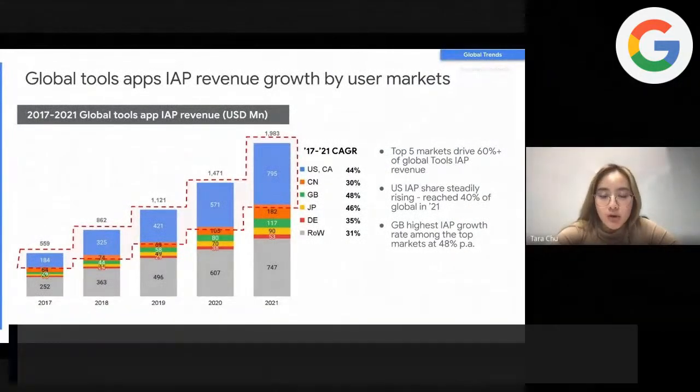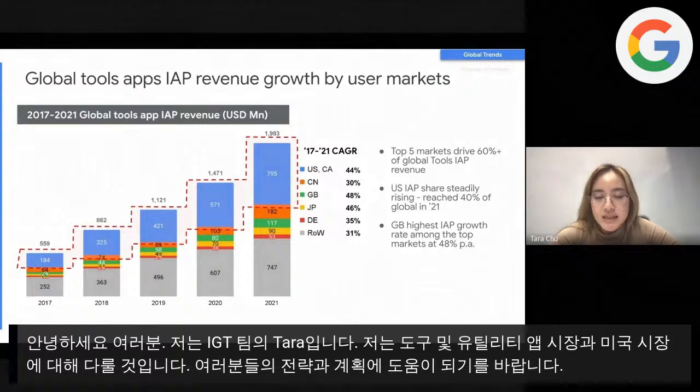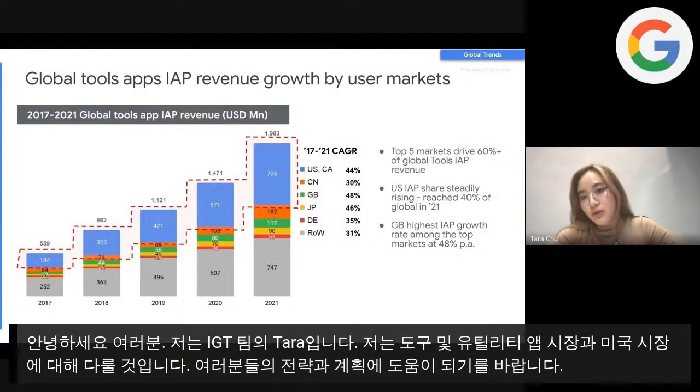Hi everyone, I'm Tara. I'm from the IGT team, which stands for International Consultant, similar to what my colleagues Neil and Dong Yun have shared earlier. I will cover tools and utility apps in terms of market insight and the observations that we have seen for the US market. Hopefully that will add value to your strategy and planning accordingly.